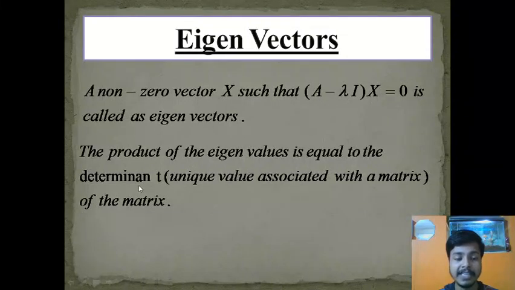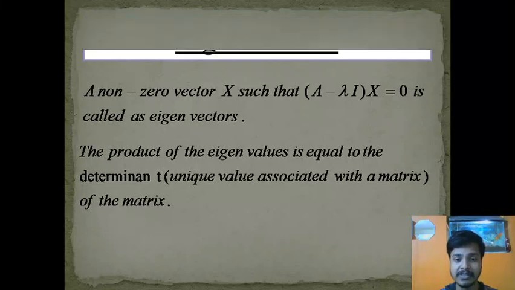Sometimes in the examination, you will be given a trace and determinant, and with the help of these two, you have to find out the eigenvalues without knowing what the matrix is. That is the beauty of these remarks: you don't know the matrix, but you know the determinant and trace of the matrix, with the help of which you can find out the eigenvalues.